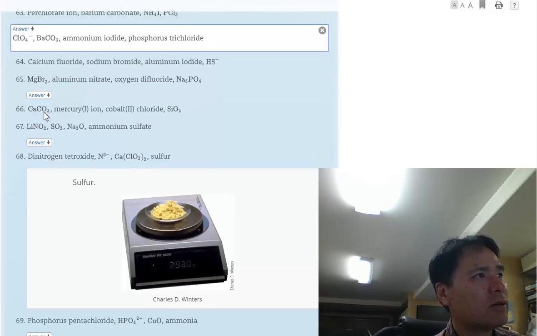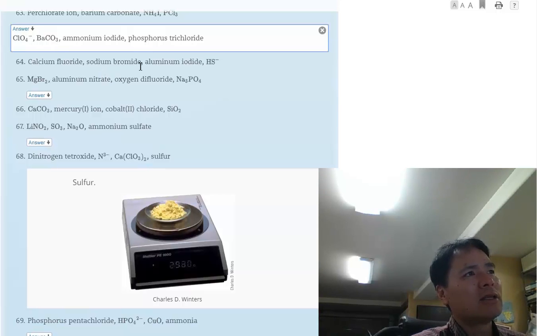All right, 64. Calcium fluoride. Calcium is group 2, fixed charge 2 plus. Fluoride is an F minus, so we need 2 fluorides for every calcium. So CaF2 should do it. And then sodium bromide. Sodium is a +1, bromide's a -1, so NaBr should take care of that. Aluminum iodide. Aluminum is fixed charge 3 plus. Iodide's fixed charge 1 minus, so we'll need 3 iodides. We'll get AlI3.